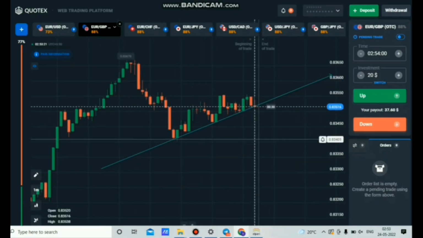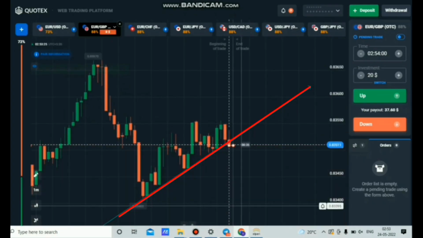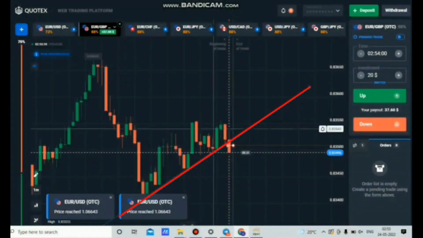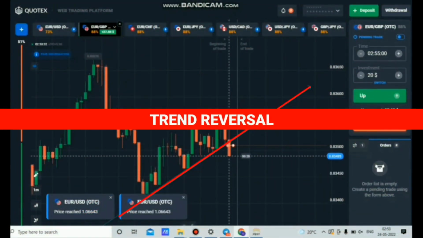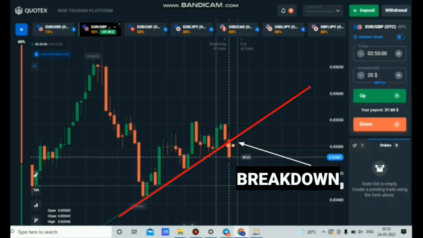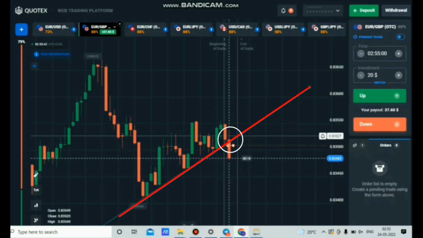So I drew a trend line here, and here I am taking a trade in the downward direction. Now, what is the reason for this? Because, see guys, the reason for this is trend reversal. Now, how did I know that the market will have a trend reversal from here? Because first of all, our trend line broke here. And second thing, if you see the wick of this candlestick, it is completely rejected from above.